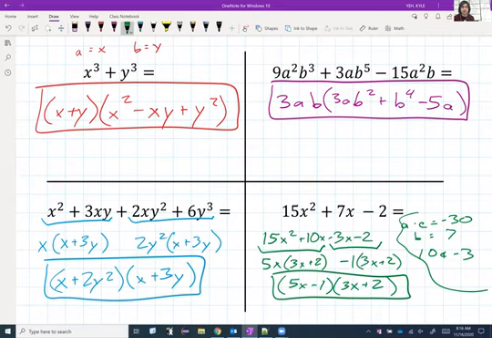Top right, you might have looked at and said, wow, that's a lot of variables. I'm not sure what I can do with it. Well, the first thing we should always look for is, can we pull something out? We could pull out a 3ab in this case, leaving us with 3ab times 3ab squared plus b to the 4th minus 5a.